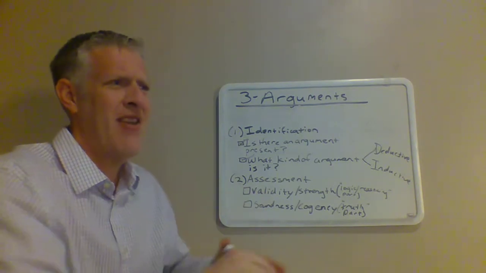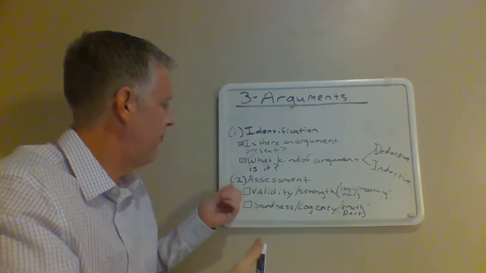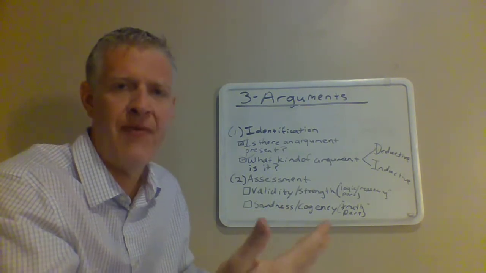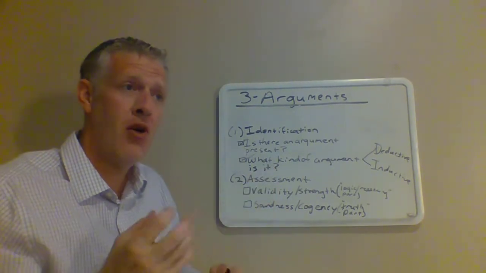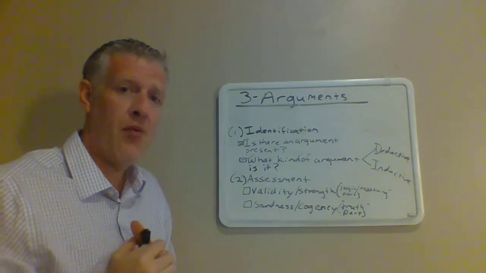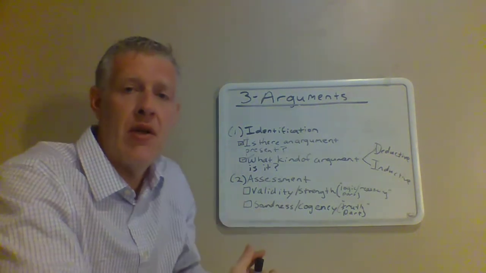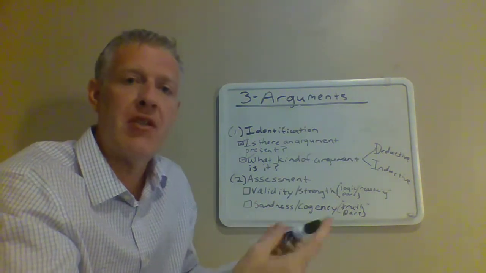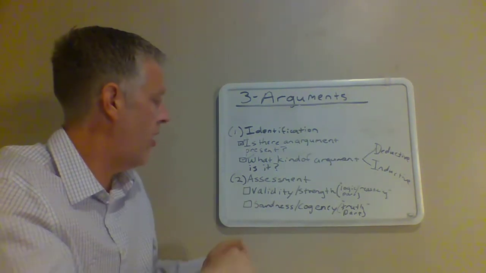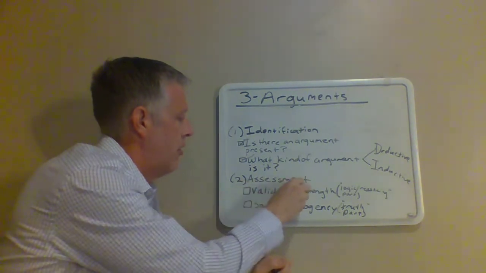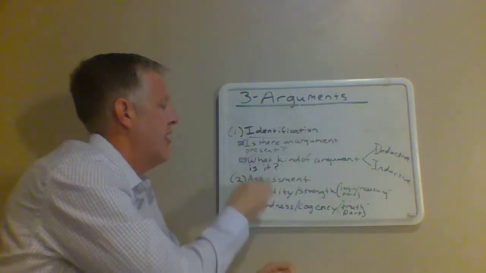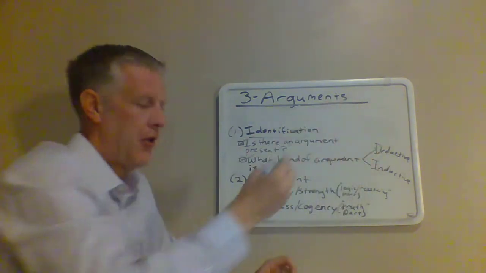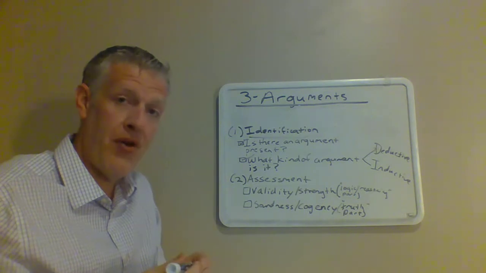The second step, and I would say arguably the more important step, is the assessment. We don't want to just know if there's an argument there or what type of argument it is. We also want to know, more importantly, whether or not we ought to be convinced, whether we ought to be buying into that argument's conclusion, or what the person's trying to convince us of. We want to be able to assess it. So we've already done the identification process. We said there's an argument present, and let's say it was deductive. So now we need to figure out whether that argument's any good.